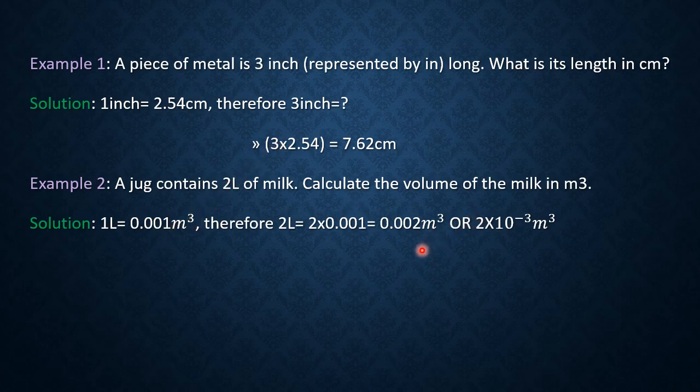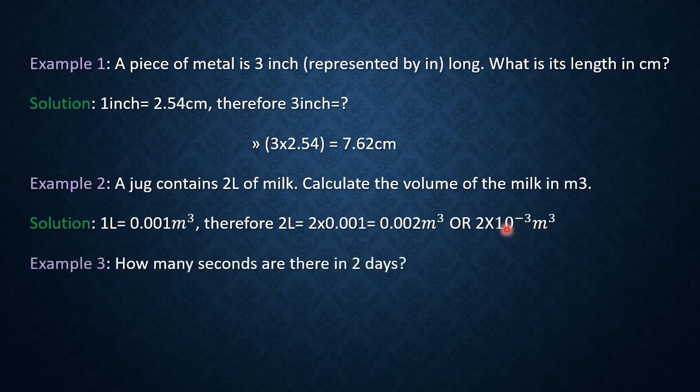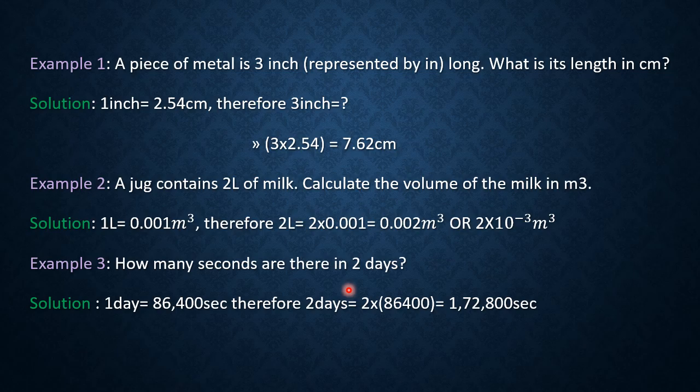Third example is, how many seconds are there in 2 days? For this, the conversion factor: 1 day contains 24 hours, 1 hour contains 60 minutes, and 1 minute equal to 60 seconds. All those we have made, so ultimately I have made the converting factor. 1 day contains 86,400 seconds, and for 2 days, multiply. Answer is 1,72,800 seconds. So converting one unit to the other unit comes under what? Dimensional analysis. So one dimension to the other dimension.